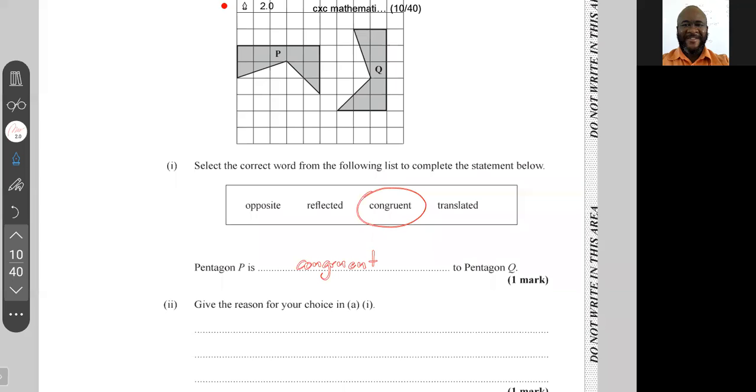Well, if you look carefully, you'll see that corresponding sides are the same. This is 2 units, this is 2 units. 1, 2, 3, 4, 5. This is 5 units. This is also 5 units. This is 3 units. This is 3 units. All right. So the lengths of the corresponding sides are the same.